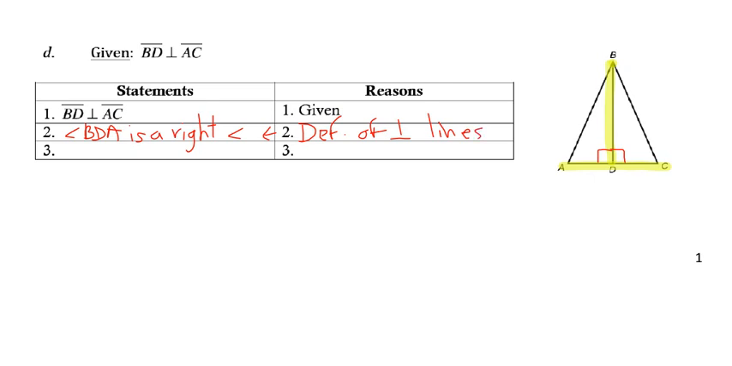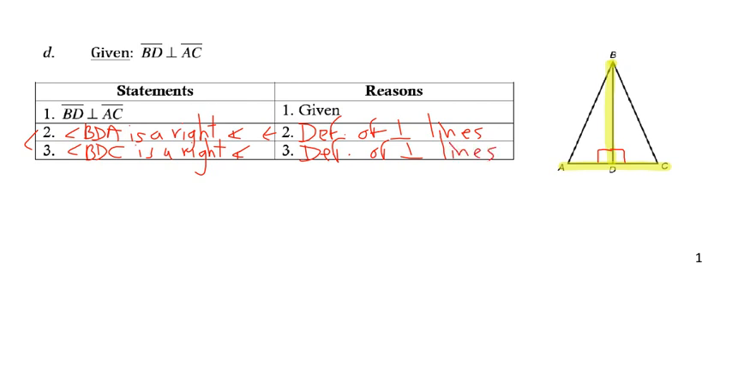Okay, and of course the other angle is angle BDC, and I'm going to put that on the next line. You could actually put these two in one, but I'm going to put them in two. So angle BDC is a right angle. And for the same reason, definition of perpendicular lines.